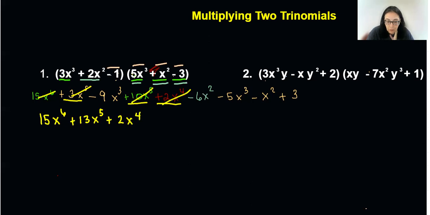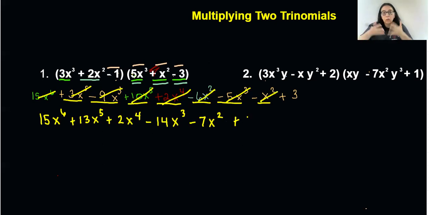Gone. Now let's look at our x cubes. I got a negative 9 and a negative 5. That makes it negative 14x to the third. They're gone. Then I got a negative 6 and a negative 1 x to the second. That makes negative 7x to the second. And then I've got a plus 3.